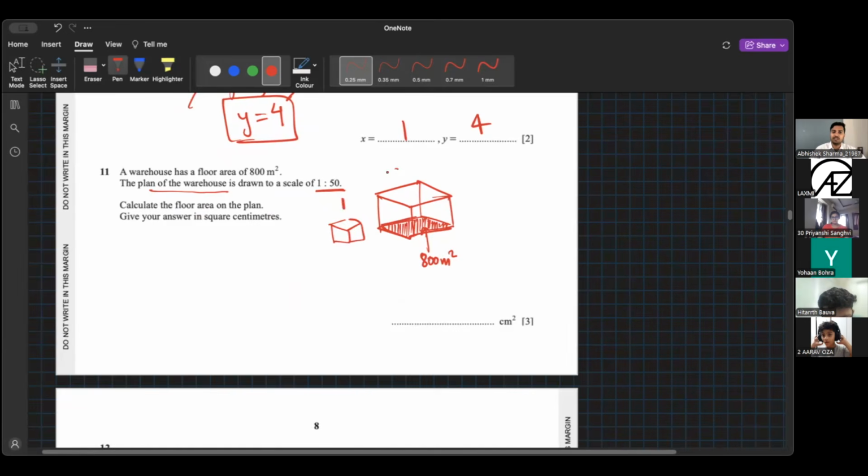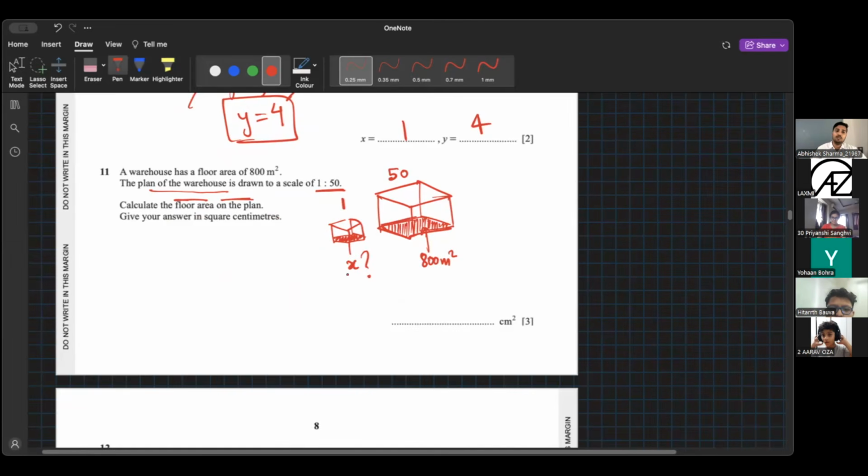So this is 1 unit. In reality, it is 50 units. Calculate the floor area on the plan. What is the floor area on the plan? So they are asking the area of the floor on the plan. That means a similarity, right? 50 square upon 1 square is equal to 800 upon x.